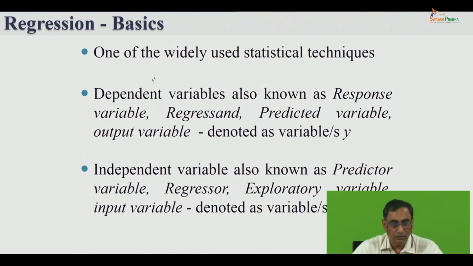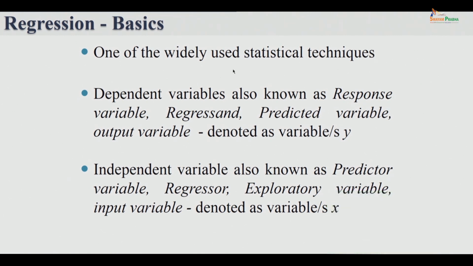So regression happens to be one of the most widely used statistical techniques with data, and typically there are two main concepts here. The idea of a dependent variable, which is known also in the literature as a response variable, or a regressand, or a predicted variable, or simply the output variable, the variable whose output we desire to predict based on the model. The symbolic way of denoting this output variable is by the symbol y.